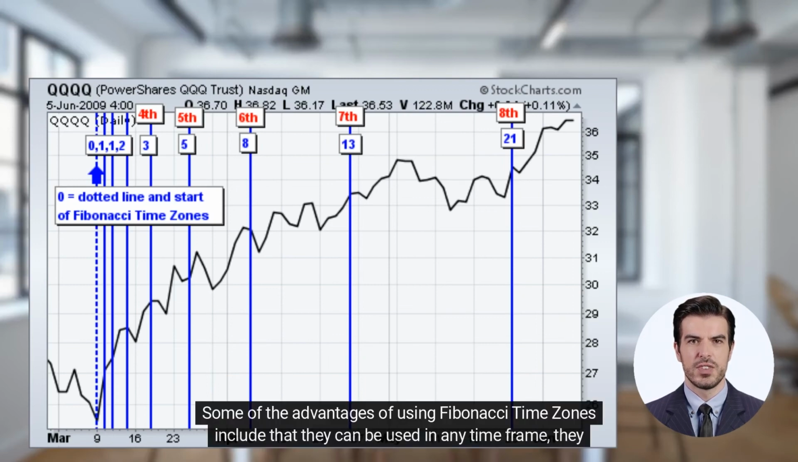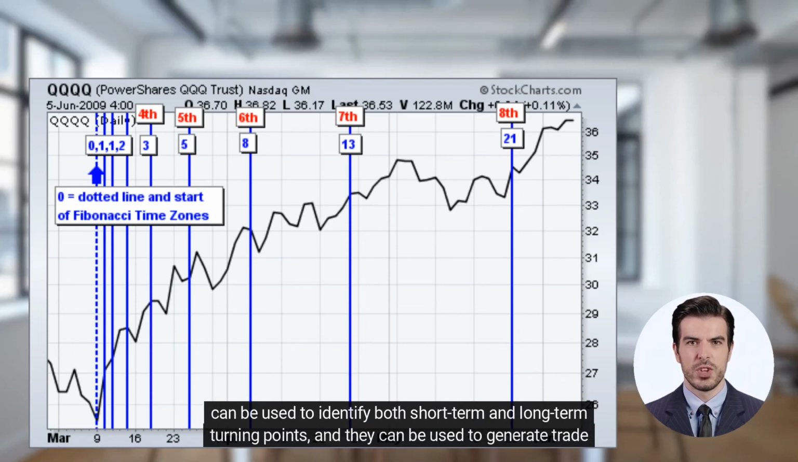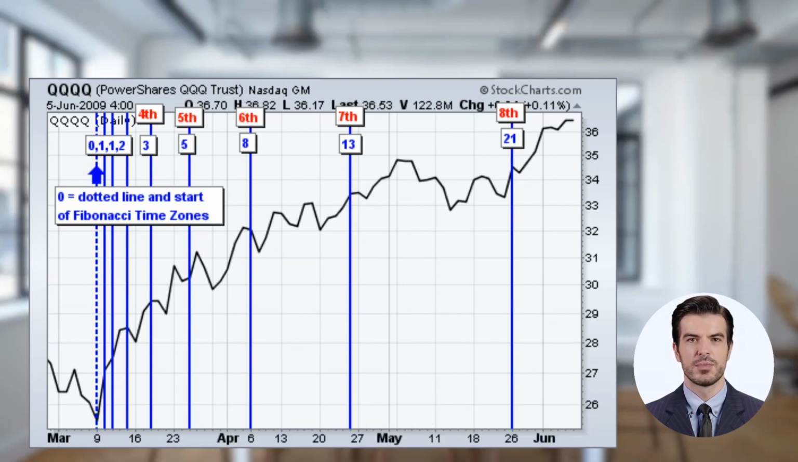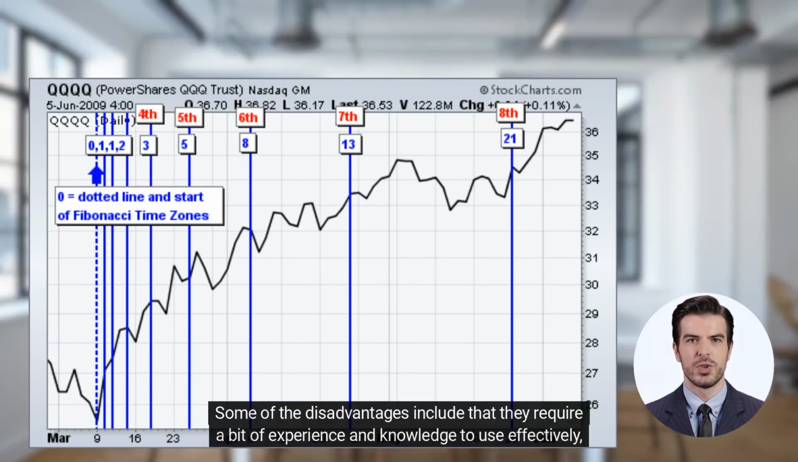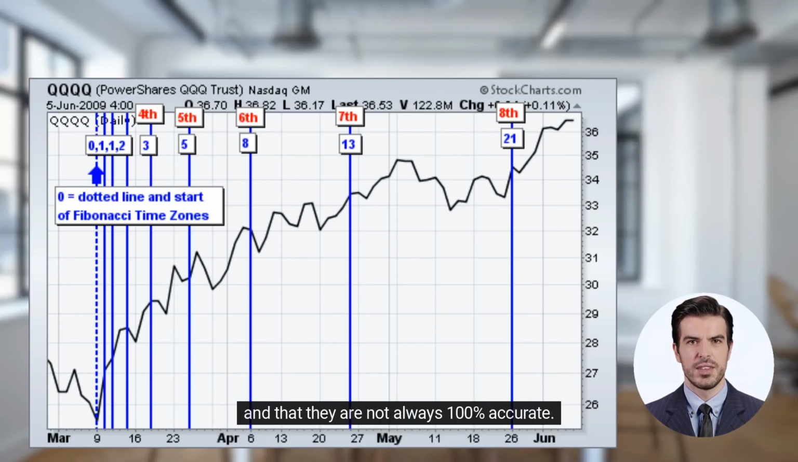Some of the advantages of using Fibonacci time zones include that they can be used in any time frame, they can be used to identify both short-term and long-term turning points, and they can be used to generate trade signals. Some of the disadvantages include that they require a bit of experience and knowledge to use effectively, and that they are not always 100% accurate.